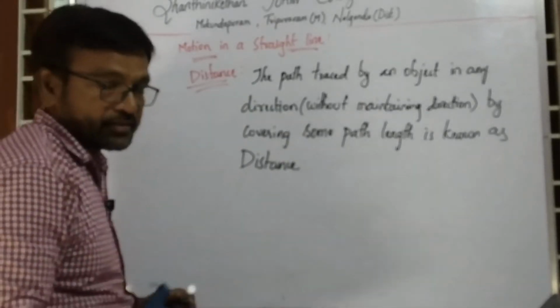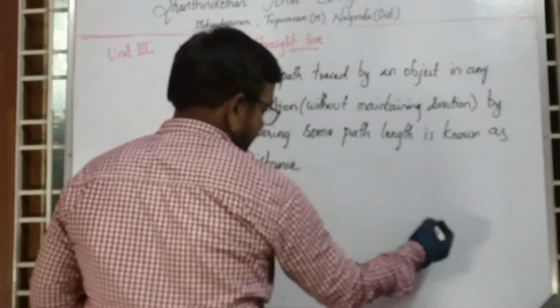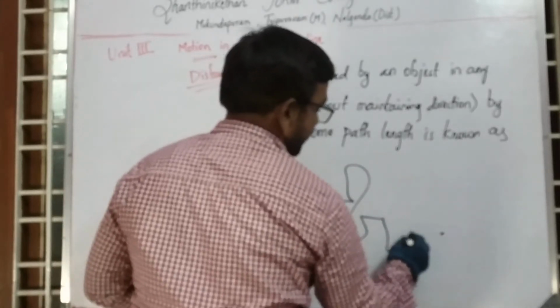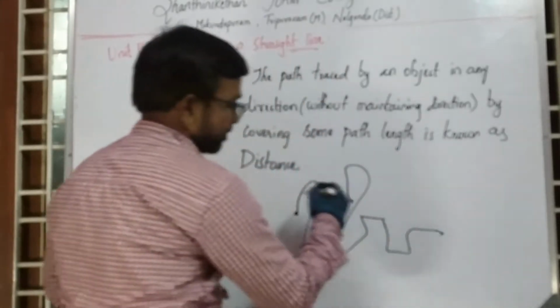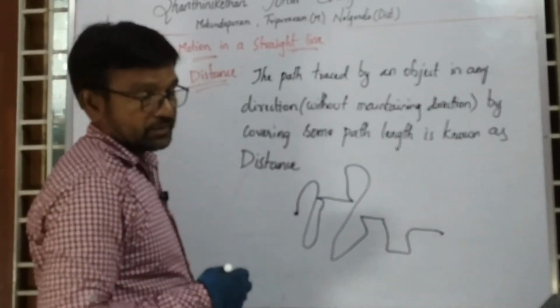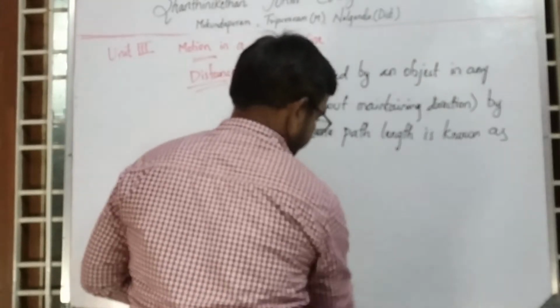So I told you already, this is the initial point, this is the final point. It has to reach here, but it does not maintain any direction. It does not maintain, but it reaches this point by covering some path length. That is said to be the distance. Okay, good.